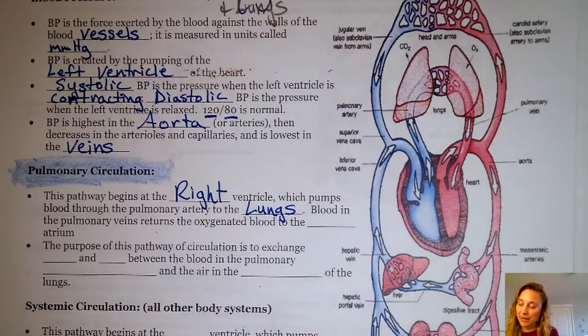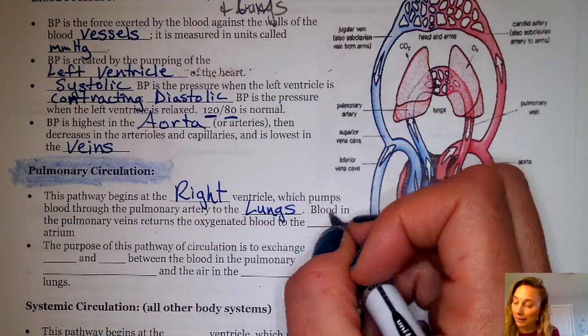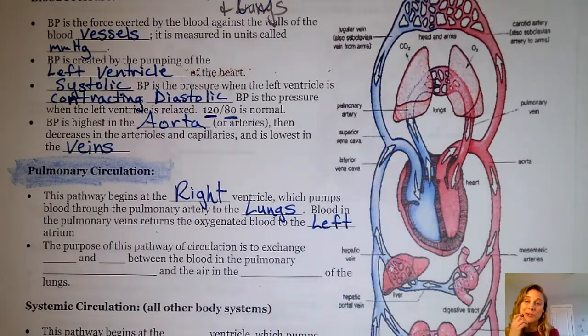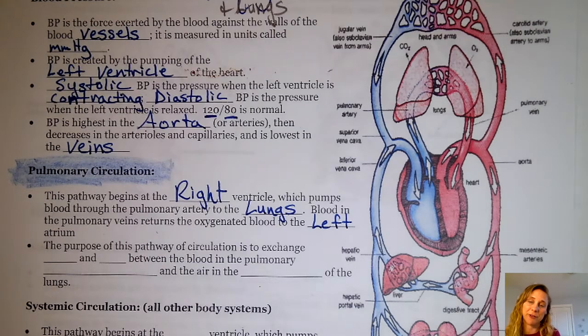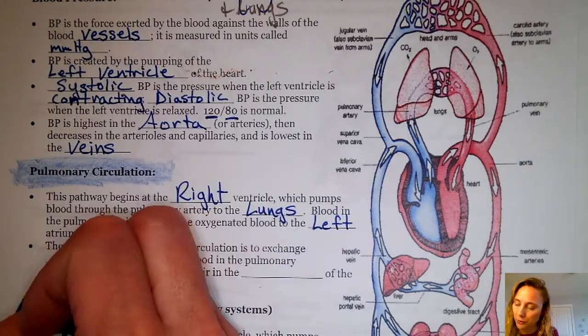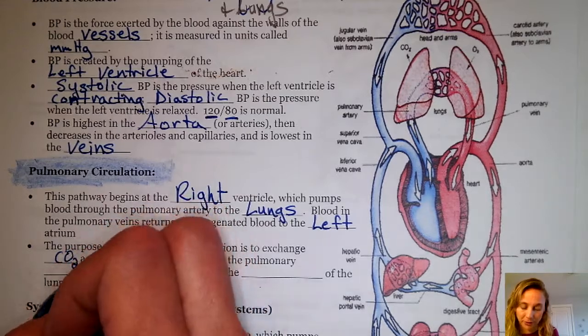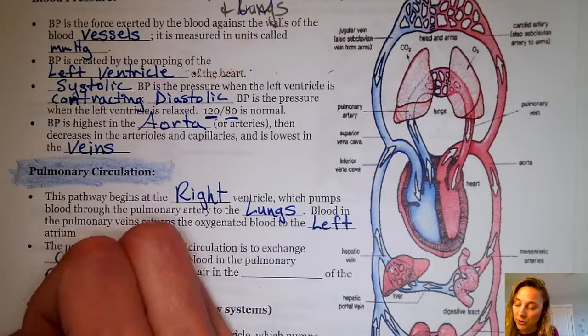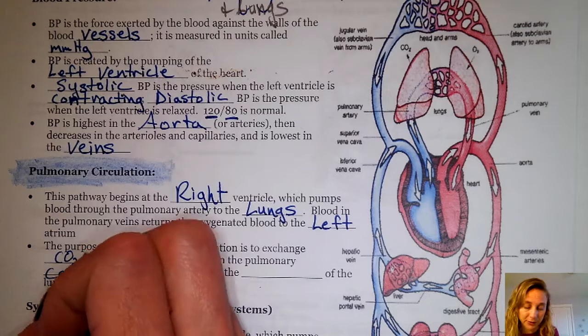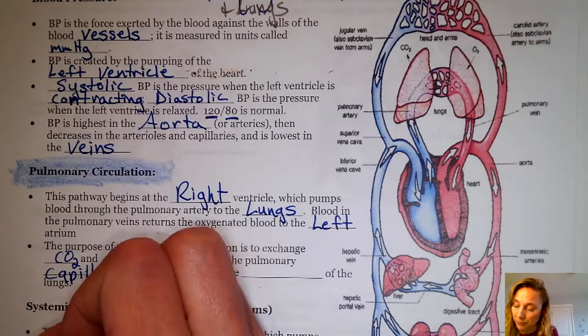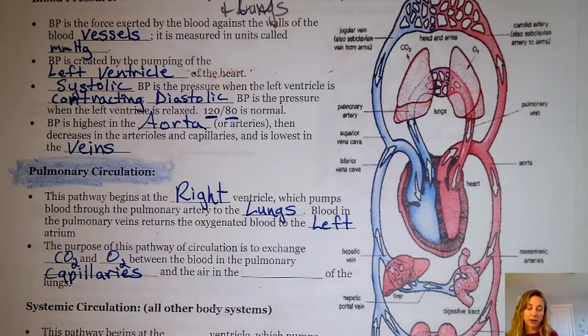Blood in the pulmonary veins returns the oxygenated blood to the left atrium. The blood's getting ready to leave the heart to go to the body. The purpose of this pathway of circulation is to exchange CO2 and O2 between the blood in the pulmonary capillaries. So yeah, you still do the thing. You've got the pulmonary arteries and arterioles, and then capillaries, and you do that blood gas exchange.